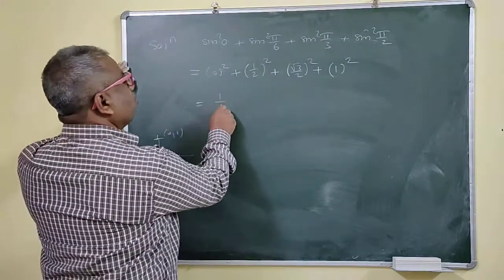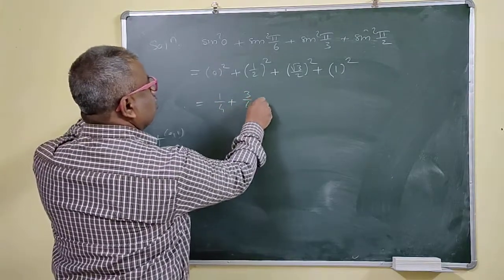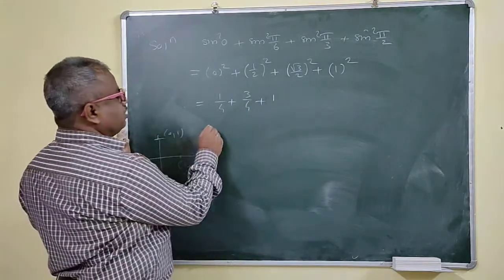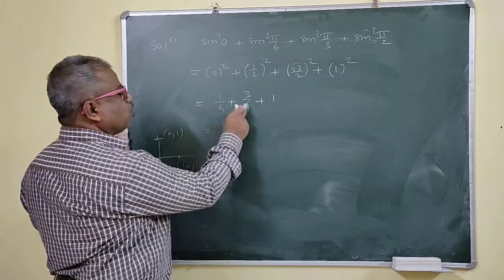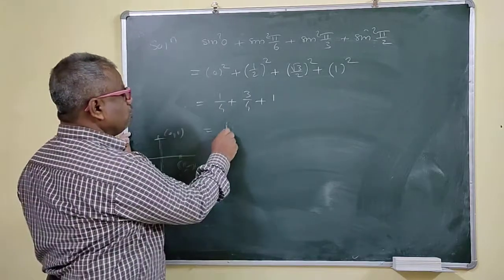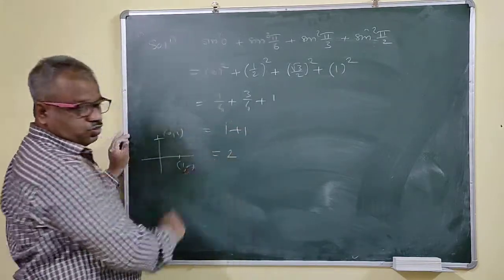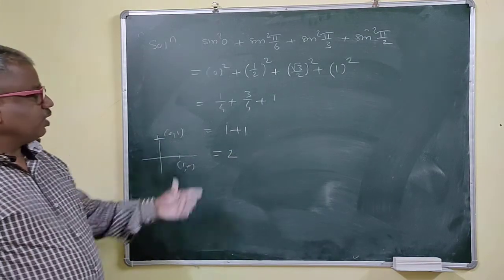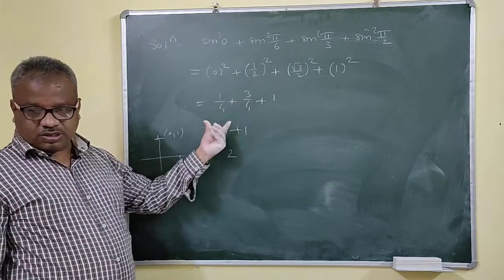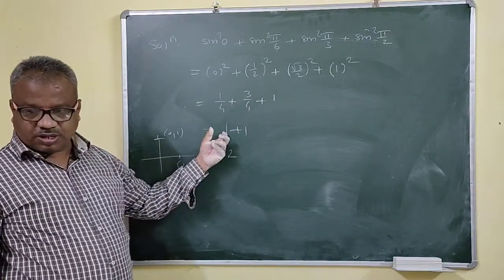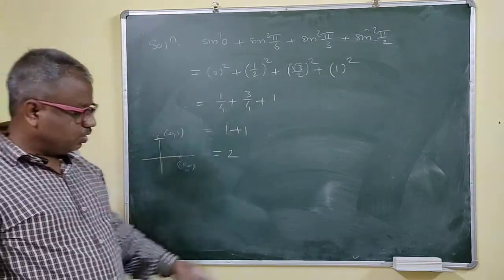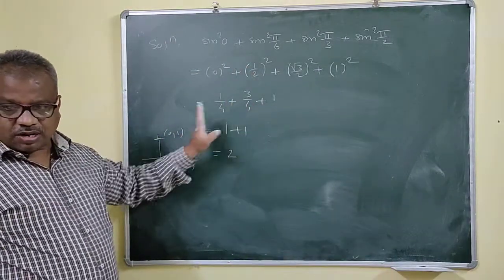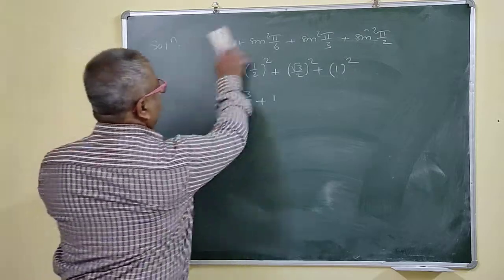This is what then? 1 by 4 plus 3 by 4 plus 1 now. Right? So 1 by 4 plus 3 by 4 is 4 by 4, and 4 by 4 is 1. So 1 plus 1 is 2. Right? No need to do all this calculation at once. Take term by term calculation. Okay?